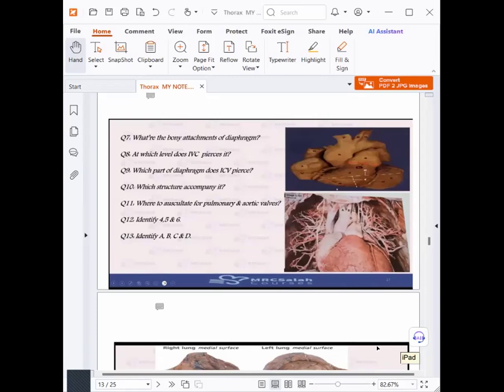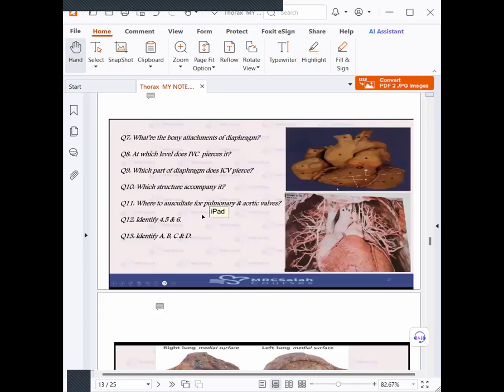At which level does inferior vena cava sit? At the level of 8th thoracic vertebra. Which part of the diaphragm does inferior vena cava pierce? It pierces the central tendon. Which structure accompanies it? Right phrenic nerve.